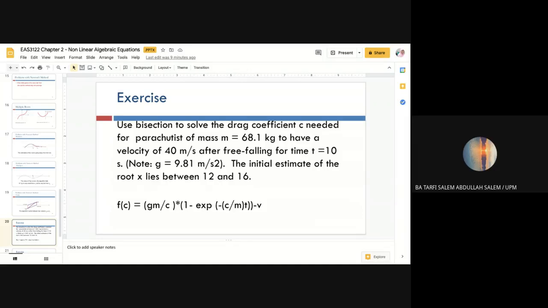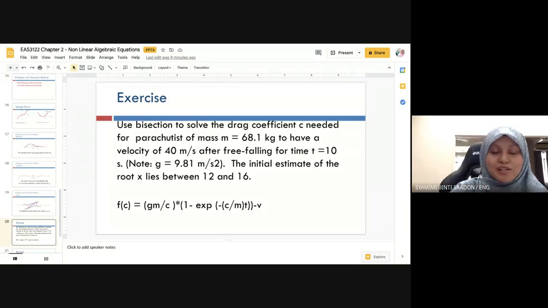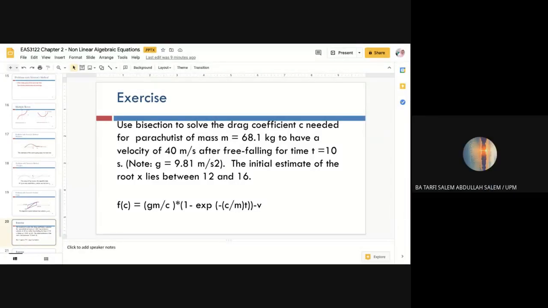So doctor, we just need to find the values from between 12 to 16? Yes, we assume the root, the answer, is between 12 and 16. Only one solution. Okay, noted, thank you, doctor.